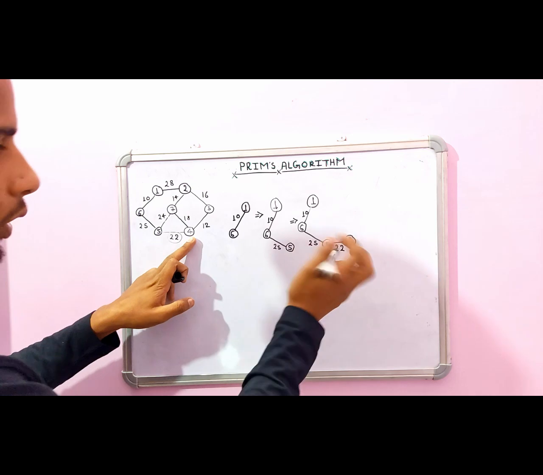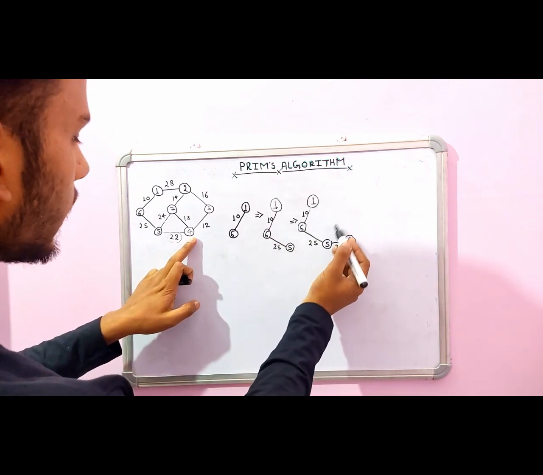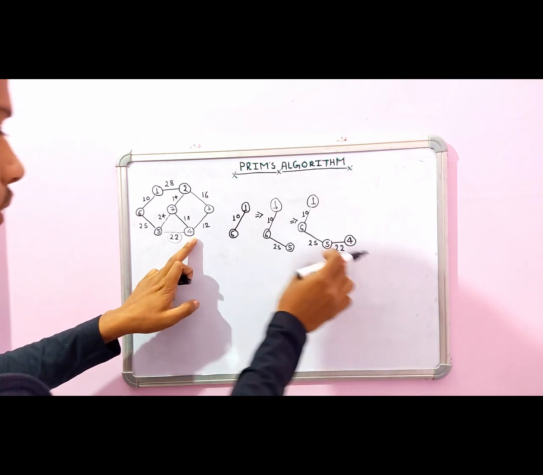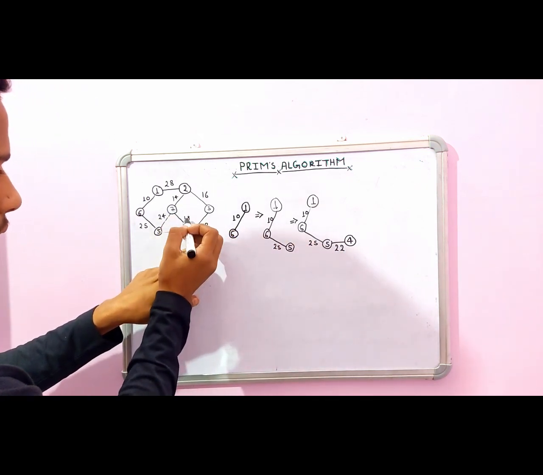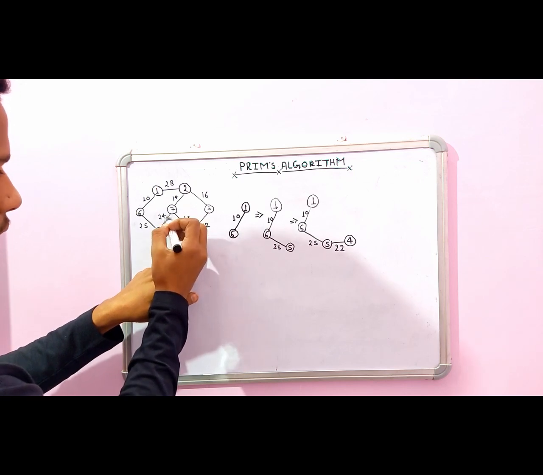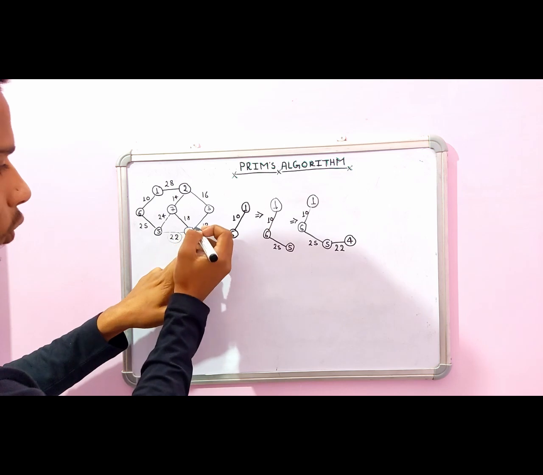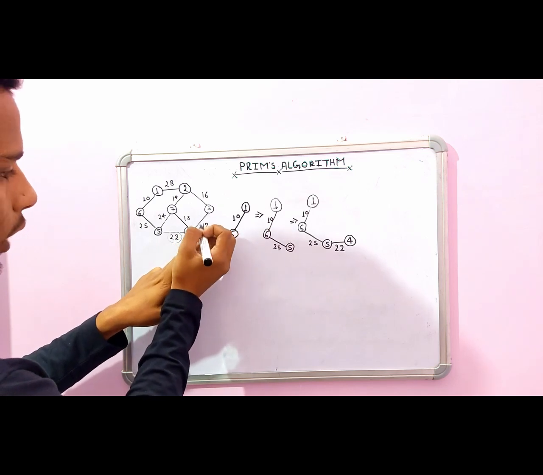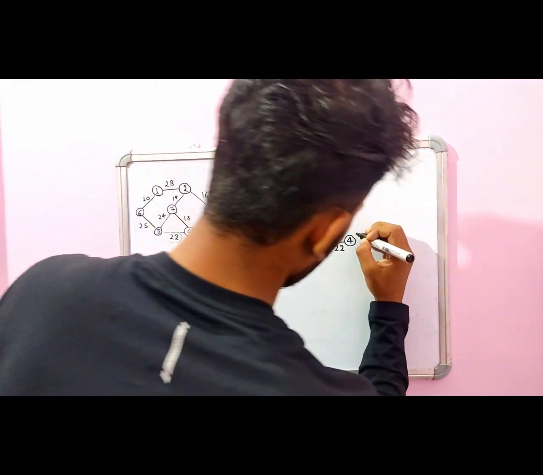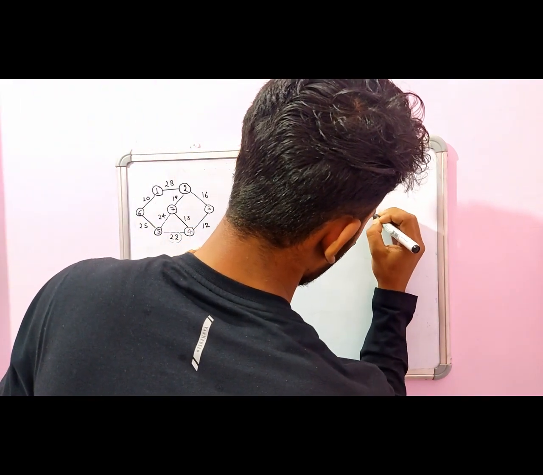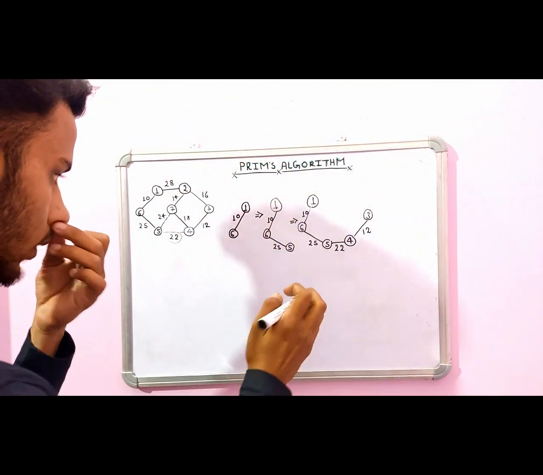Okay. Now we have to see for all the nodes if any adjacent edge has a minimum weight. So 4 to 3 has 12, 4 to 7 has 18, 5 to 7 has 24, and 1 to 2 has 28. So which edge has the minimum weight? 4 to 3, that is 12. It has the minimum weight 12. So select the edge 3 to 4. Okay. Now next step.